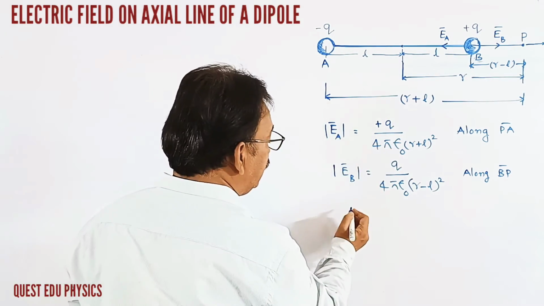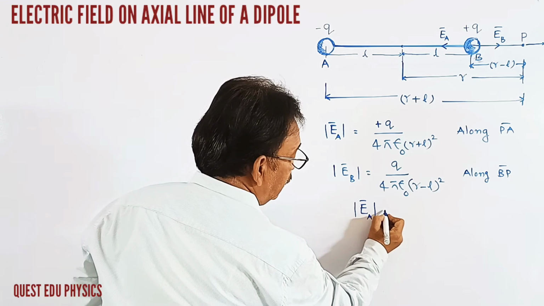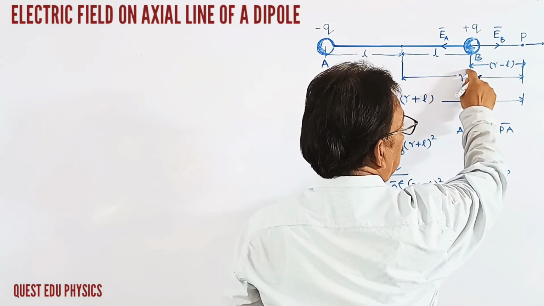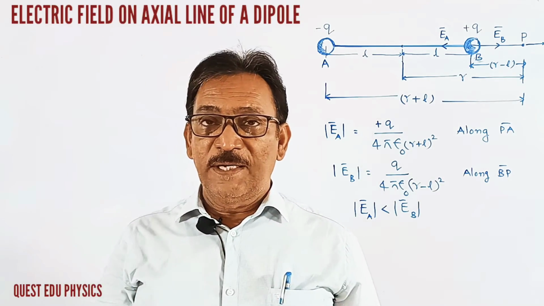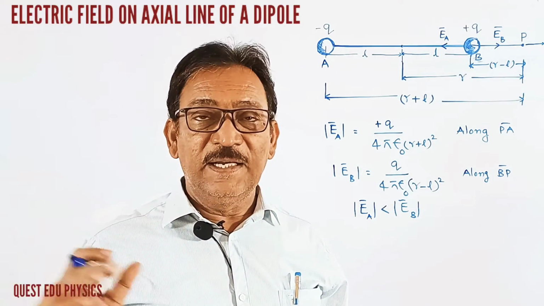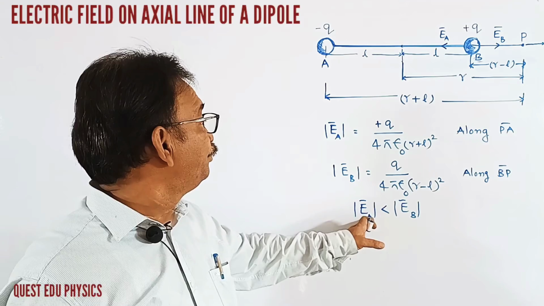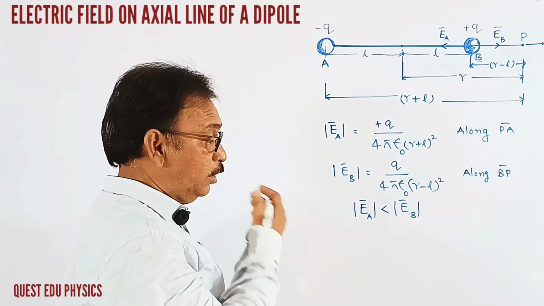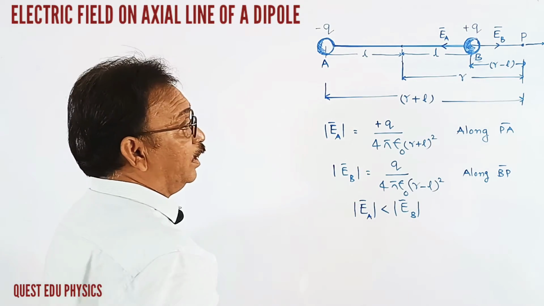Then, if you look at them carefully, you will understand that EA bar is less than EB bar. Since this charge is very near to this, if you remember Coulomb's law, you will understand that according to the second part of Coulomb's law, force decreases when the distance increases. So that's why we got EA bar is less than EB bar. They are collinear vectors, and we are going with the adding of the vectors, students. Here, EB is greater than EA.